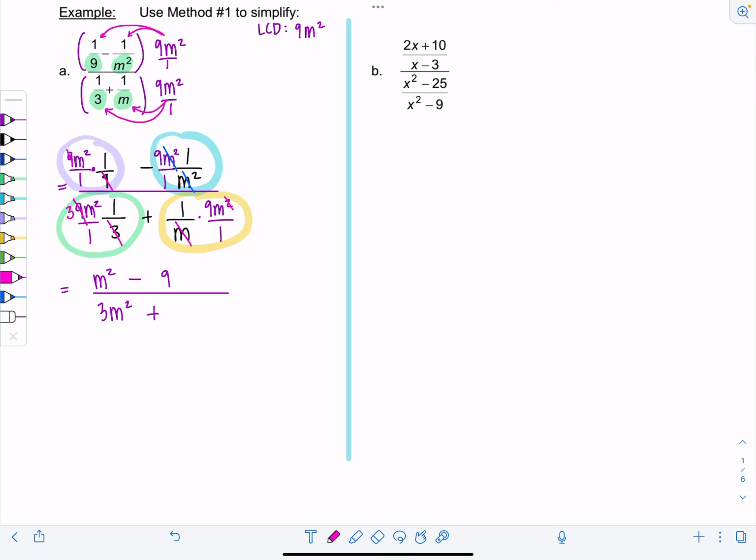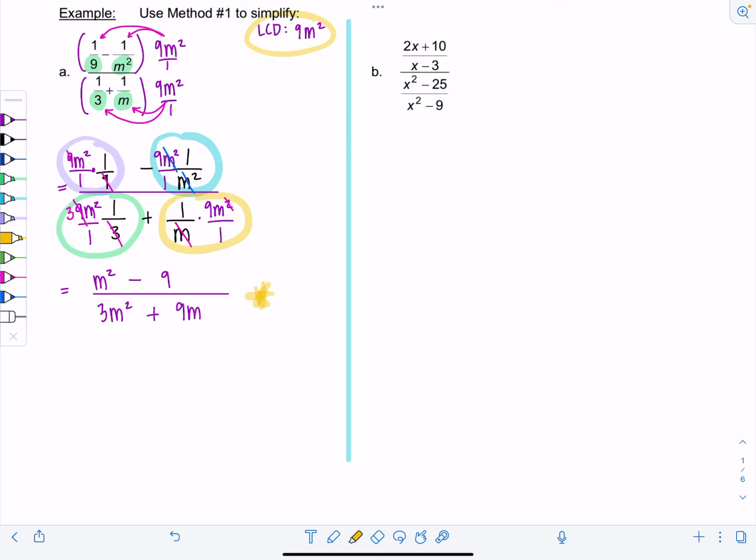All right, now here is where you need to check that you've done things correctly. There should be no fractions in the numerator or the denominator anymore. If there still are, then that means either you picked the wrong LCD or you didn't distribute and cancel correctly. So at this point right here, you should be fraction free. Now it's just a matter of cleaning things up.